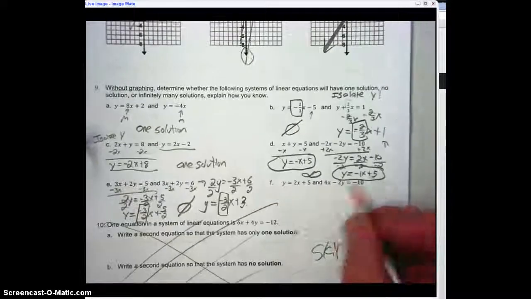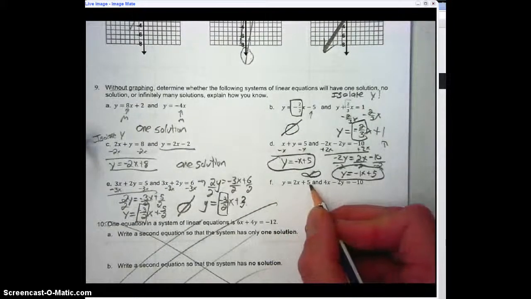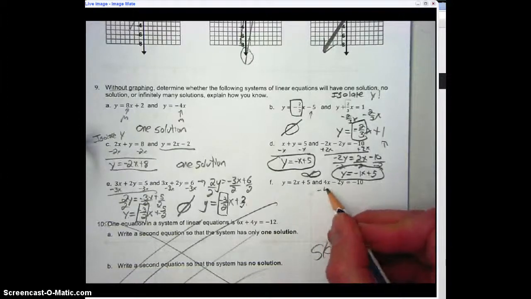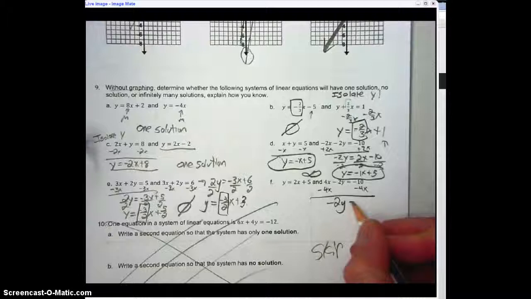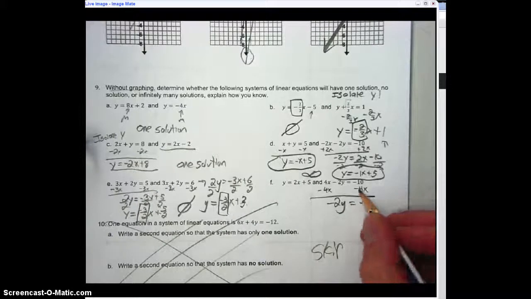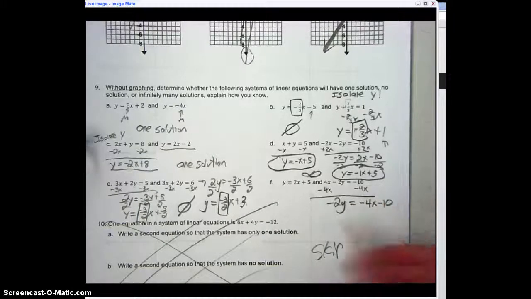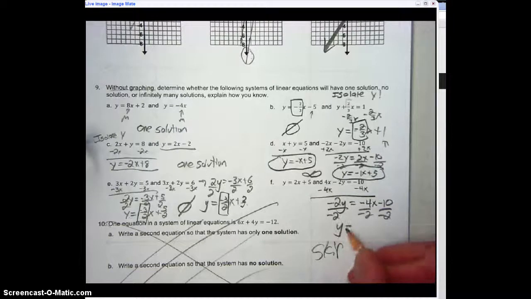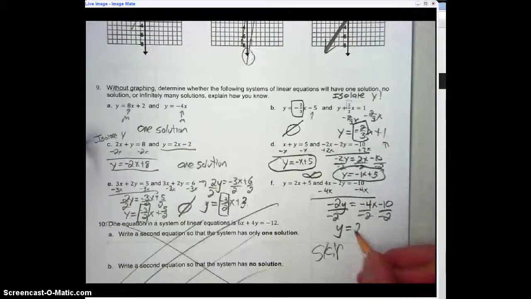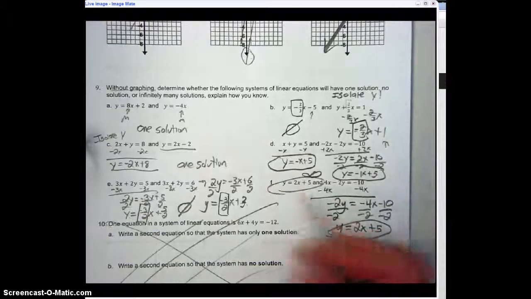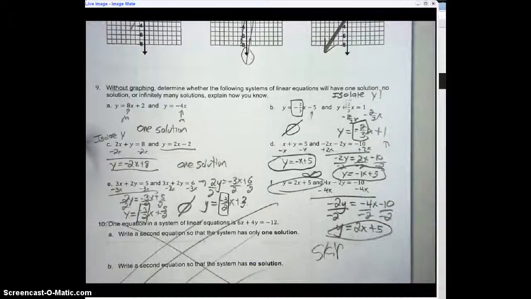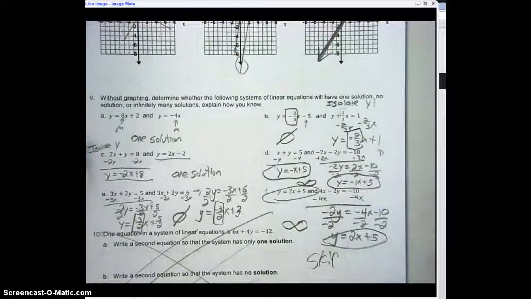Last problem. Y is already by itself, so don't have to mess with it. Here we got to take away 4x from both sides. Bring down what's left. Negative 2y equals negative 4x minus 10. Divide by negative 2. Y equals negative 4 over negative 2 is positive 2x plus 5. This equation and this equation, what do you notice? They are the same, therefore infinite solution.